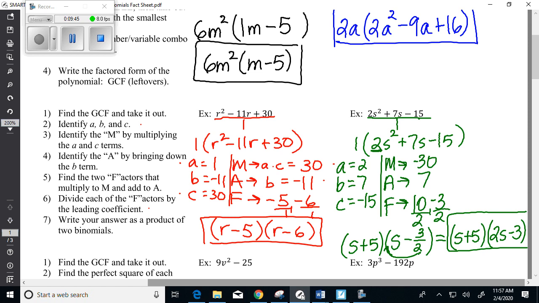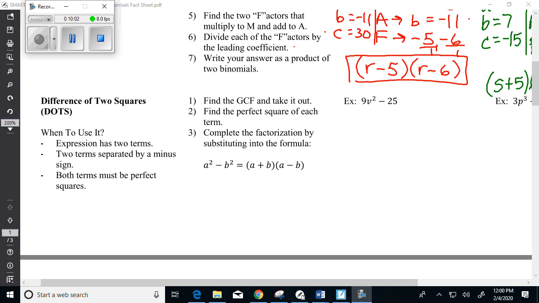And that takes us through the review of MAF. So MAF is not really all that difficult, but it does require you to know how to multiply and how to add to make it work. So moving on, third factoring method is the difference of two squares.